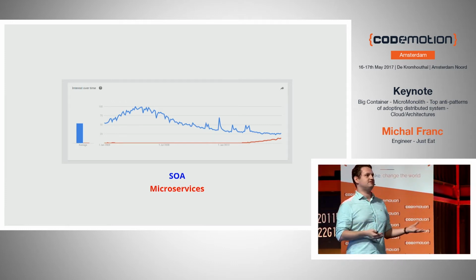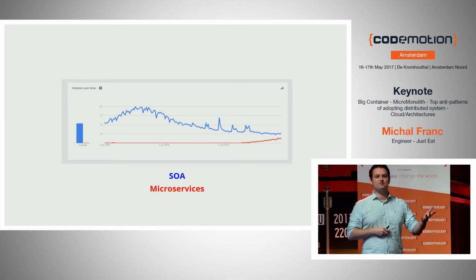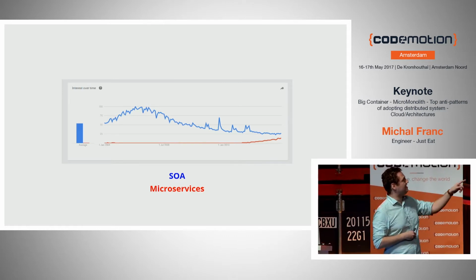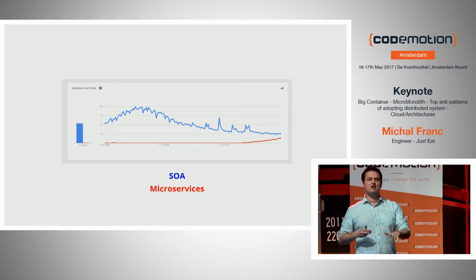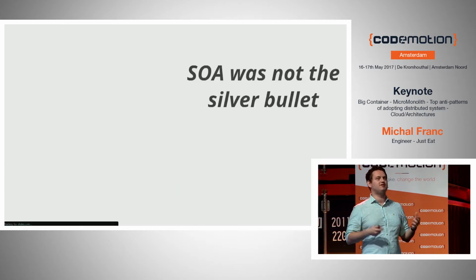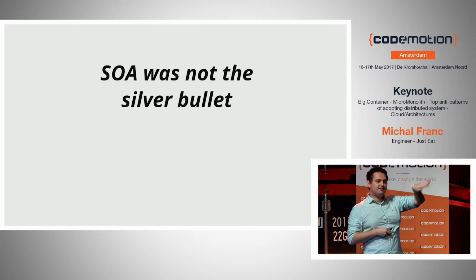But to be honest, if you go to most of the conferences, you won't find any talk about SOA. Most of the talks are about microservices. Even when you compare microservices right now, which is the red one, to SOA back in 2007, you can see that microservices are not near the hype that there was 10 years ago about service-oriented architecture. And you can notice that SOA is kind of declining.